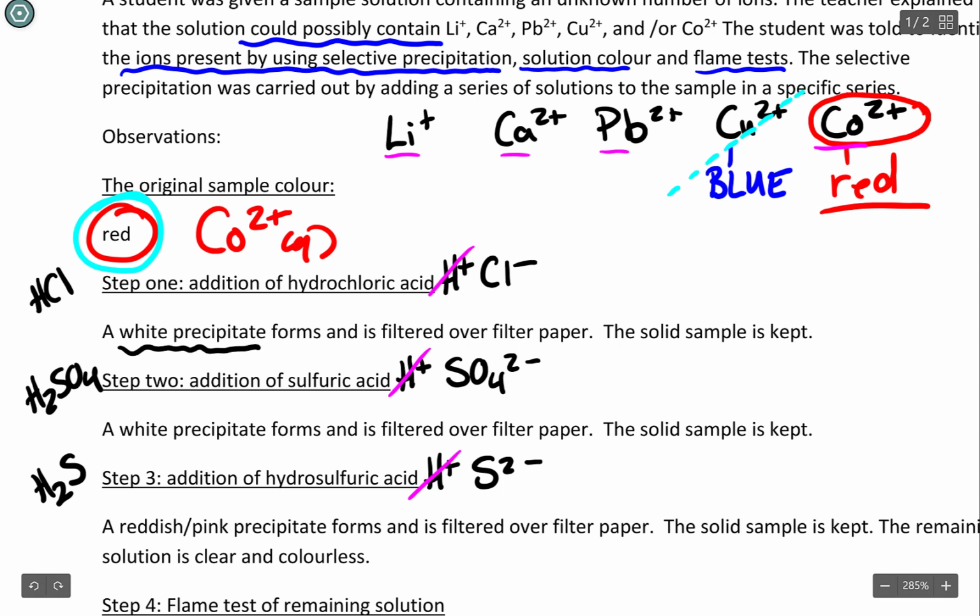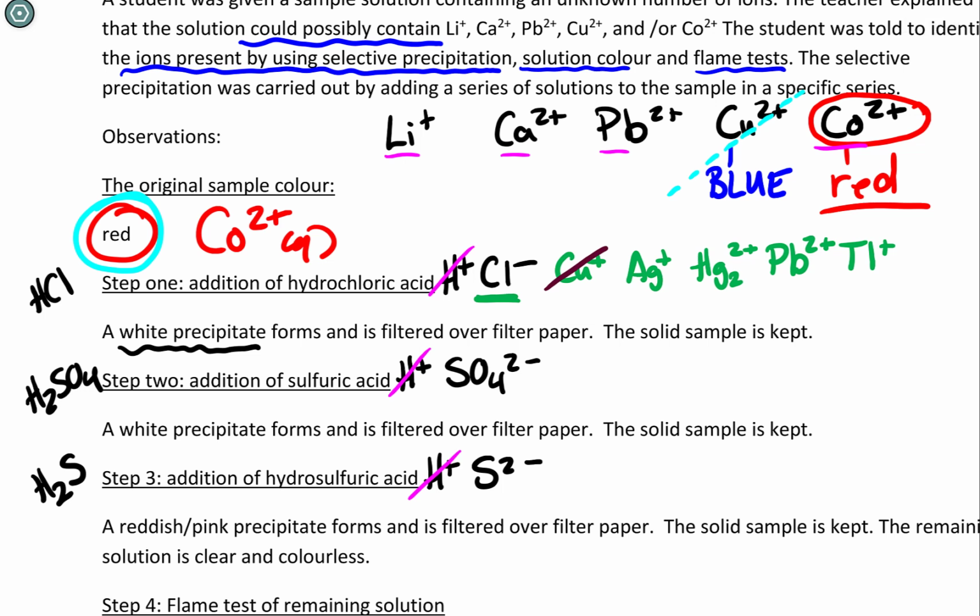So immediately what I'm going to do is go to my solubility table, and look up what is insoluble with chloride. And so the things that are insoluble with chloride are copper 1, silver 1, mercury, lead 2, and Tl plus.